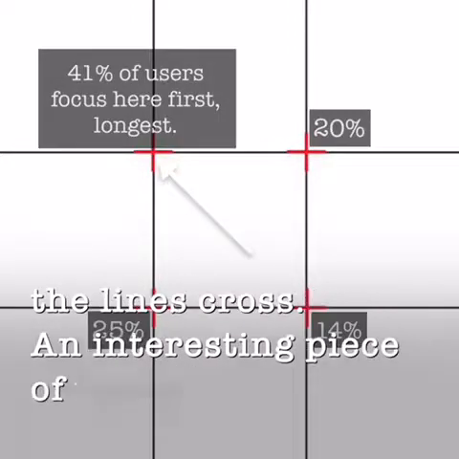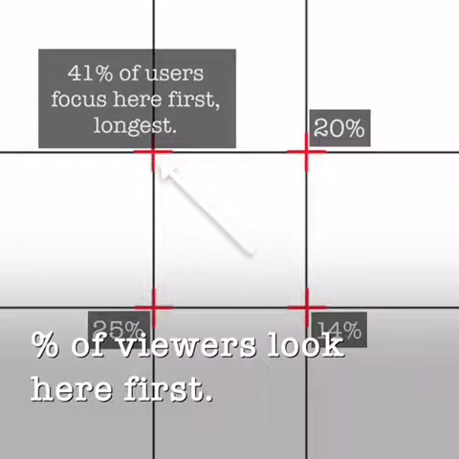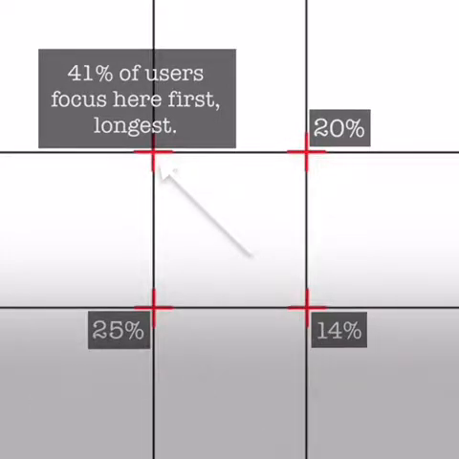An interesting piece of trivia is that 41% of viewers look here first. This is because in most countries, people read left to right and they start at the top of the page.